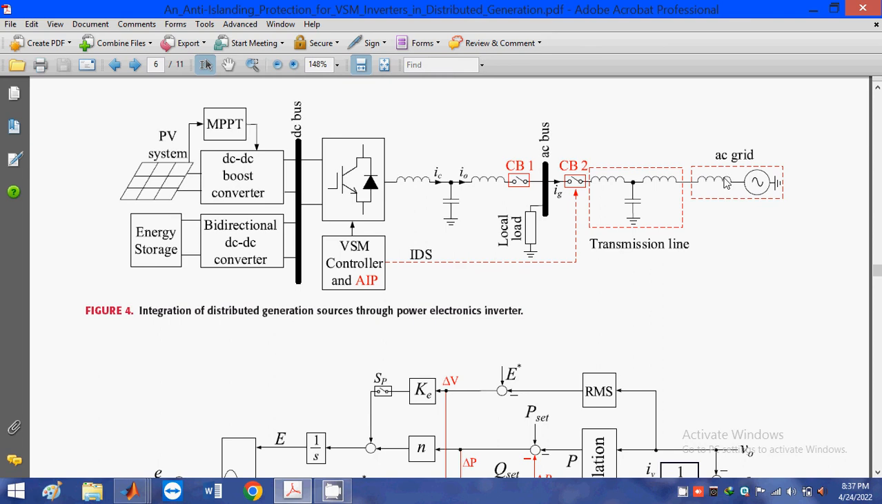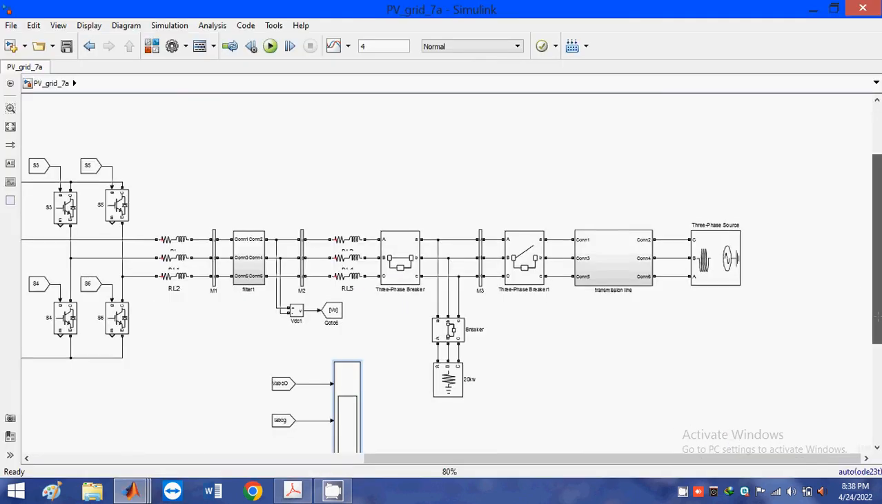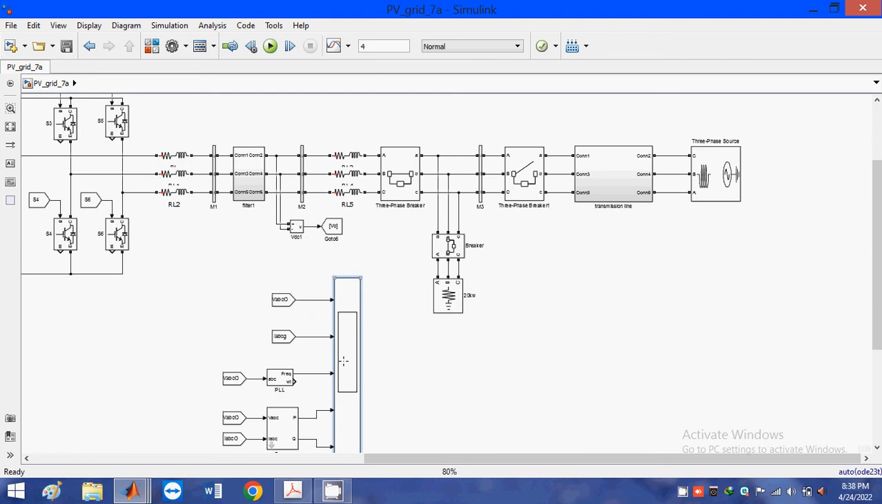At that time, it automatically detects the active and reactive power flowing through the terminals, which is given back to this controller. It can automatically detect the threshold levels. Whatever the threshold levels are will be compared here. When the comparison takes place, the IDS signal will automatically be generated. That means the circuit breaker is going to turn on. That means it will isolate the main grid from the microgrid. Okay, this is the case. I will show you the results of this case. So this is the result of this case.